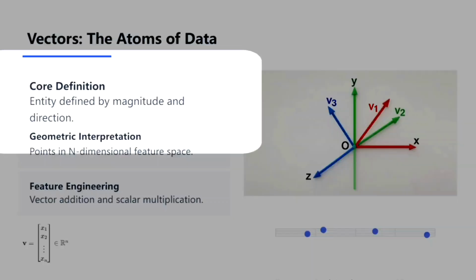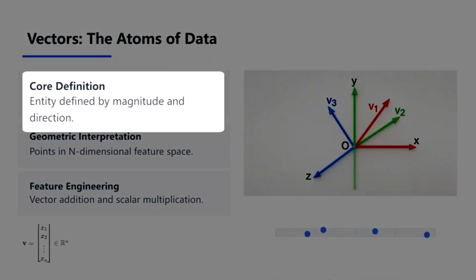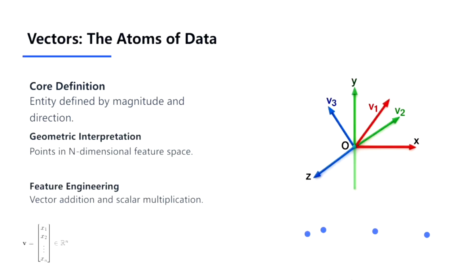At its core, a vector is an entity defined by both magnitude and direction. While physicists might think of them as arrows, as AI developers, we treat them as ordered lists of numbers that represent specific features of our data. Mathematically, we represent this as a column, where each entry x corresponds to a value along a specific axis. This notation is what allows our computers to perform thousands of operations simultaneously.